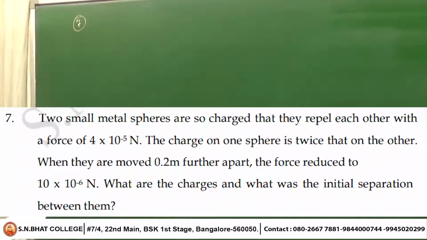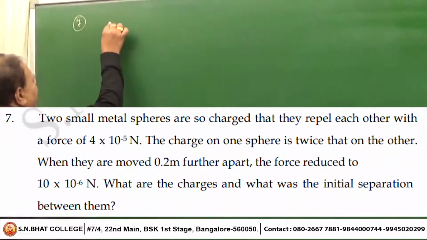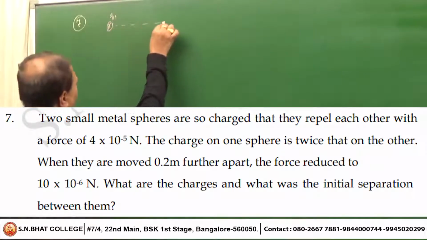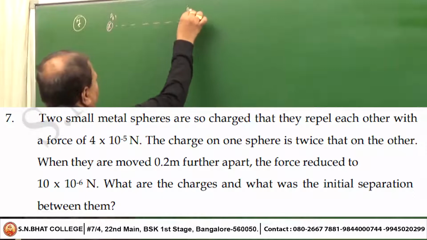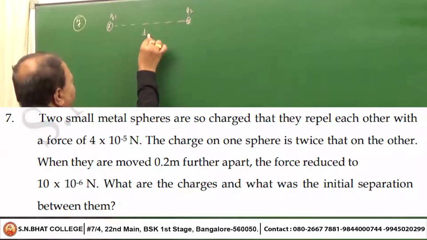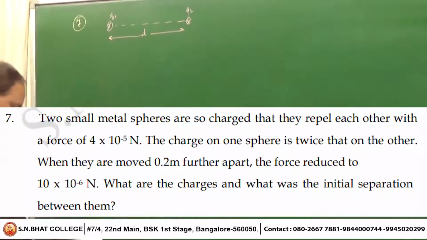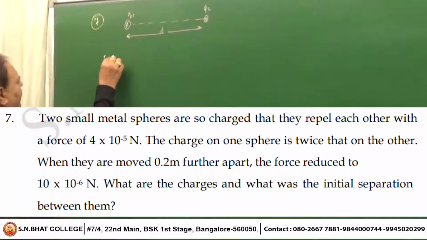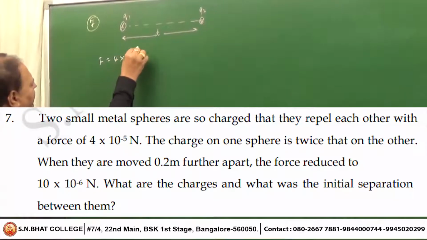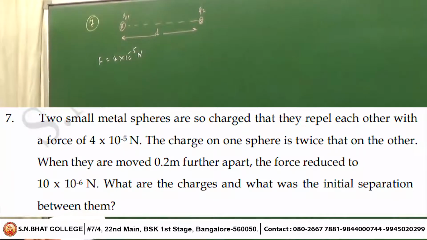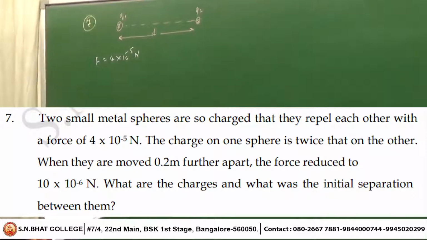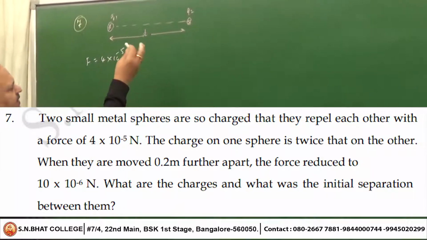He says that two small spheres are charged so that they repel each other. Here are the two small spheres. The charge on them is Q1, Q2, and D is the distance of separation between them. Then he says that between those two charges there is a repulsive force of 4 into 10 to the power of minus 5 Newton. You study the steps one by one. The charge on one sphere is twice the charge on the other.